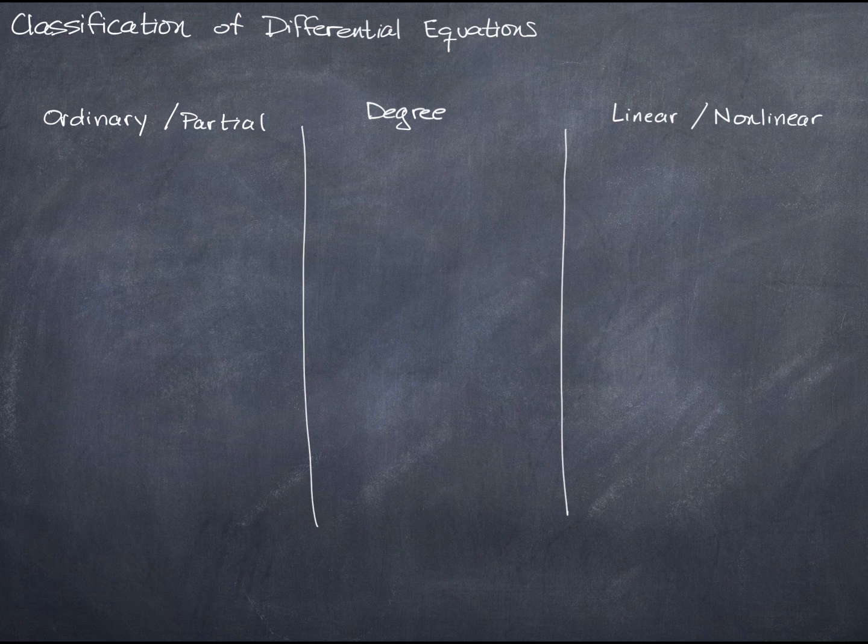Your textbook talks about these in this order, whether it's ordinary or partial, then what about degree, and then whether it's linear or nonlinear. I'm going to do it in the opposite order just because I think it makes a little bit more sense. So what is a linear equation? Well, in algebra, it would be something like this. Y equals x plus 2, or even y equals the square root of 7x minus 3.8. It can be quite complex. What's critical is that the independent variable has a power of 1, right?